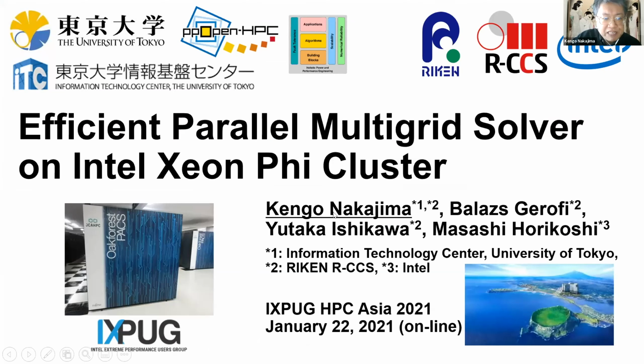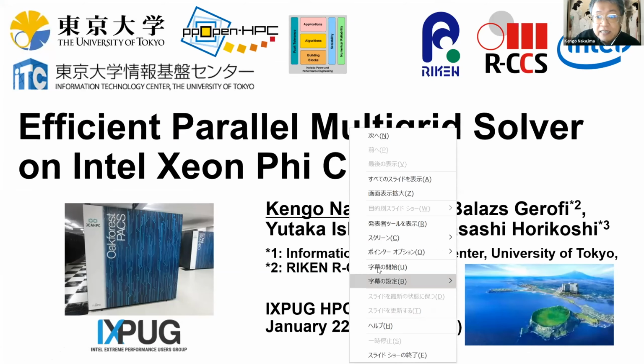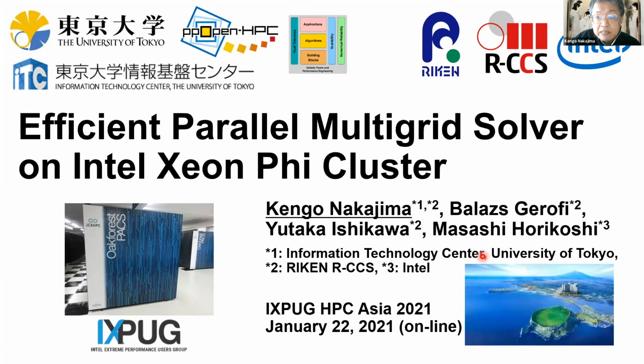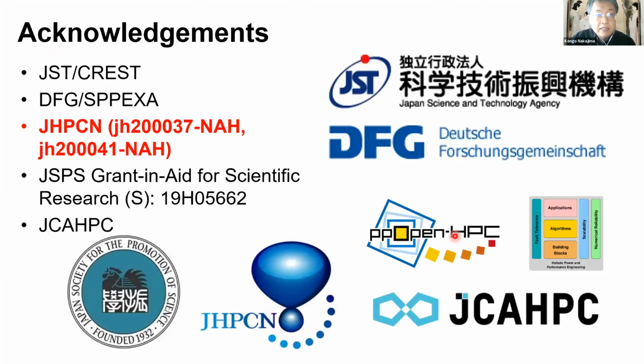So my talk is on the efficient parallel multigrid solver on Intel Xeon Phi cluster. This is joint work with my colleagues from RIKEN and Intel. First, I'd like to make acknowledgement to my sponsors and also the computational resources.